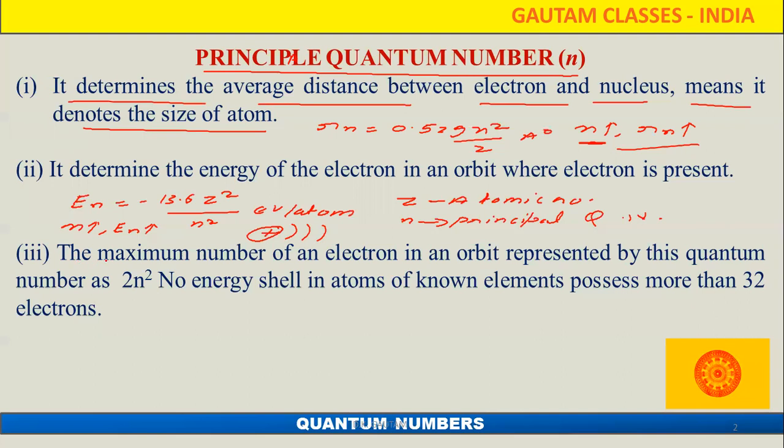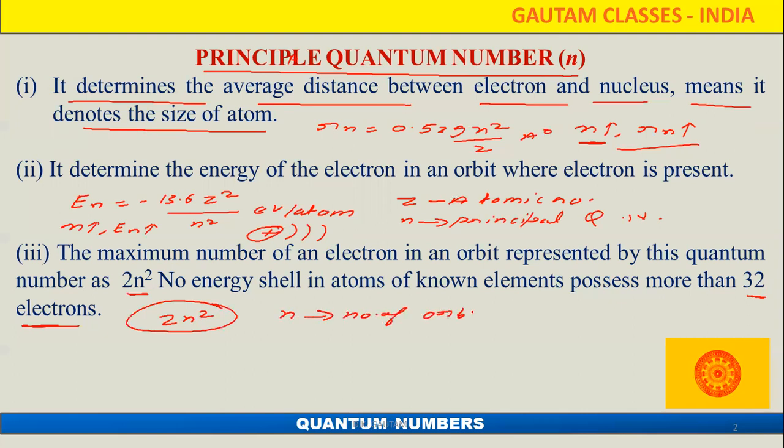The third thing is the maximum number of electrons in an orbit, represented by this quantum number as 2n square. No shell in an atom of known elements possesses more than 32 electrons. Whatever number of shells has been discovered till now, the maximum number of electrons present is 32. So the maximum number of electrons in an orbit is filled according to the 2n square rule, where n is our number of the orbit.